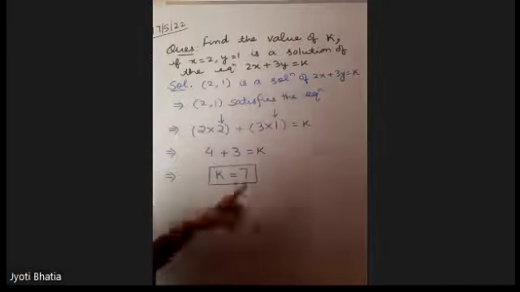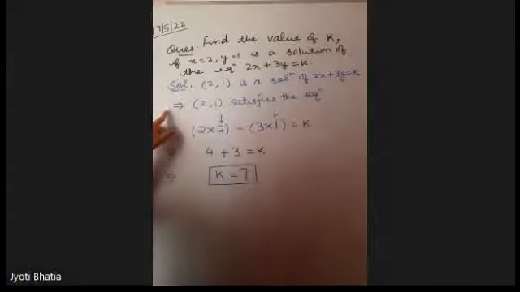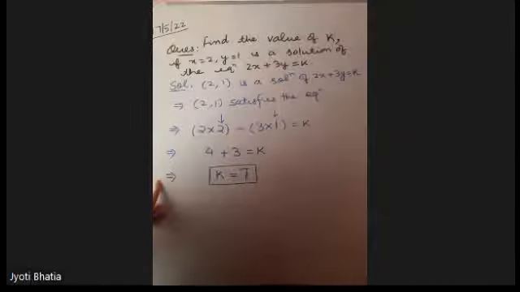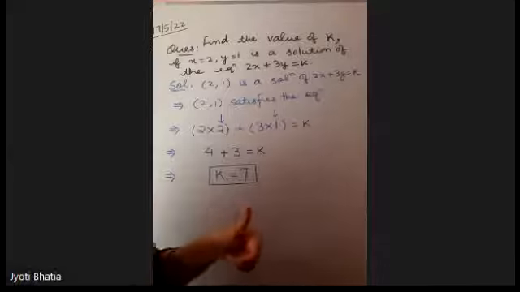And children, make sure we are not putting equal to here. Here it should be the implies sign. Equal to will not come here. Is that okay?